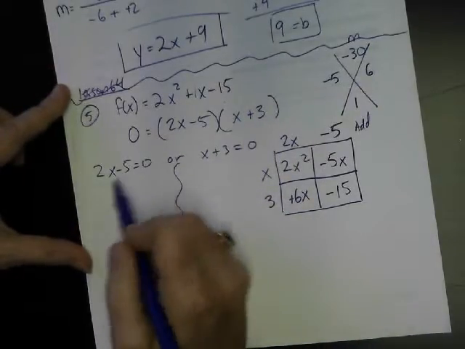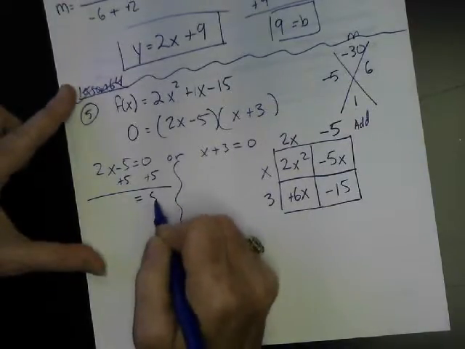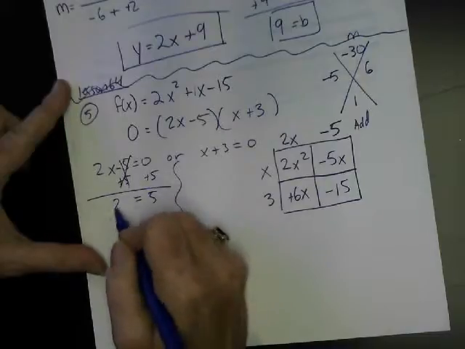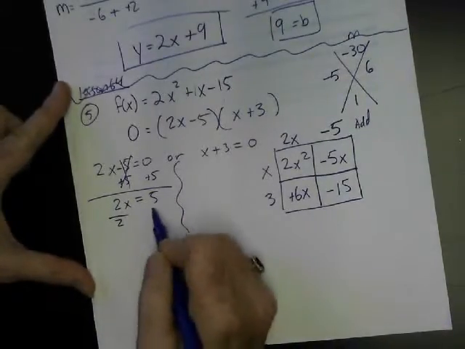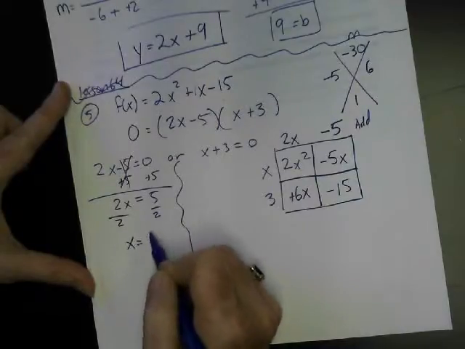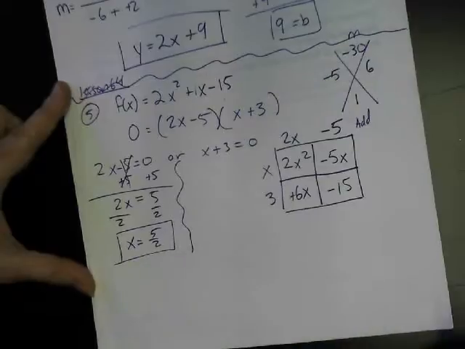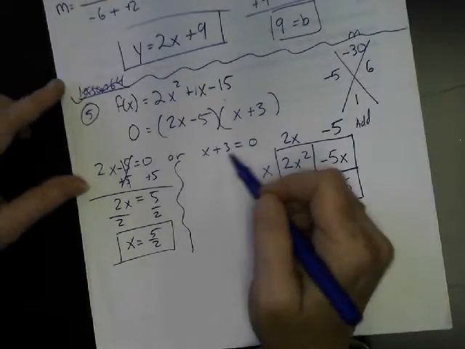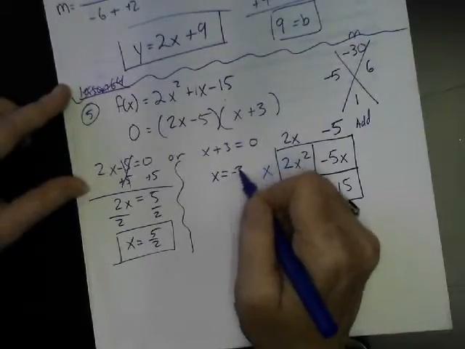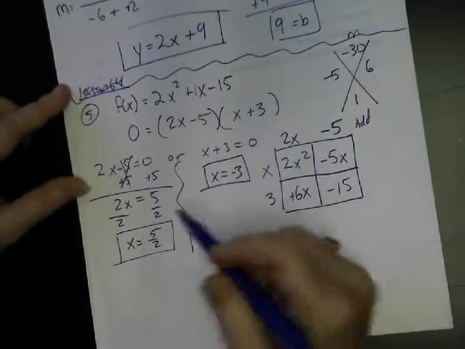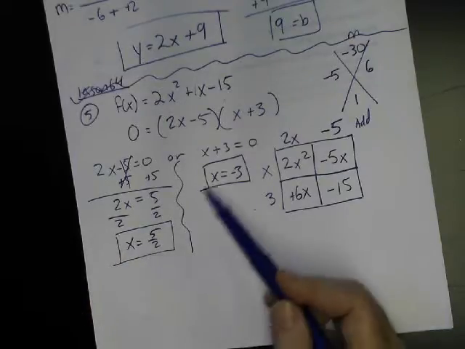And then if I just solve this equation, I add 5. That would give me 2x equals 5, and that would give me x equals 5/2, or 2.5. So there's one of the zeros of the function. Here's another 0. Well, you can imagine you subtract 3 on both sides, and you get x equals negative 3. And there are the zeros of the function, the two answers right there and there.